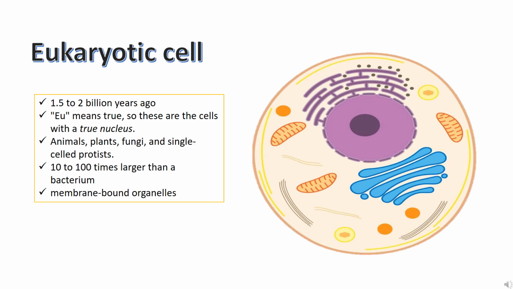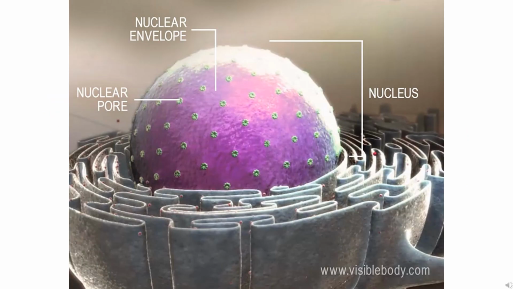To run a cell this large, you cannot just let things float around blindly. You need organization. You need compartmentalization. This is achieved through membrane-bound organelles, specialized internal rooms wrapped in their own lipid membranes, allowing completely different chemical reactions to happen simultaneously without interfering with one another. Let's tour the major structures of this cellular city.